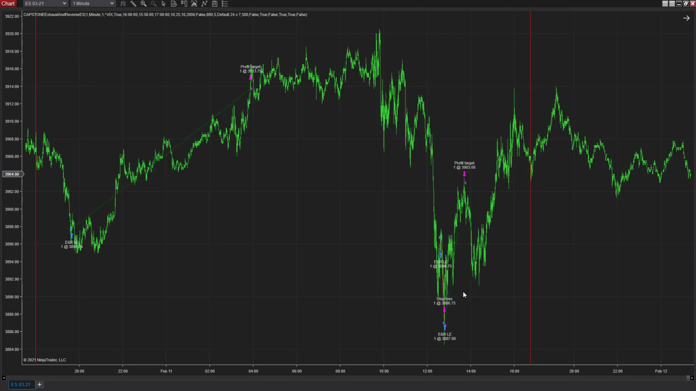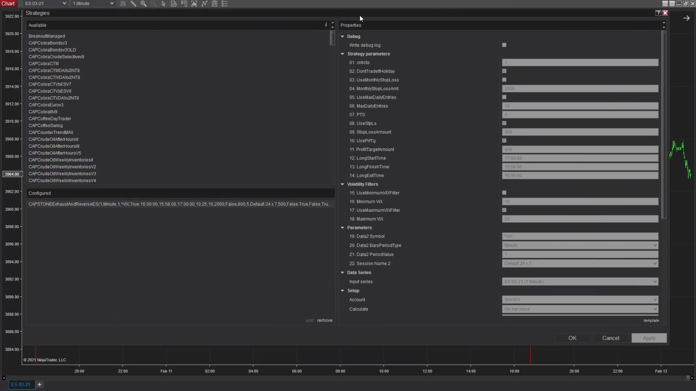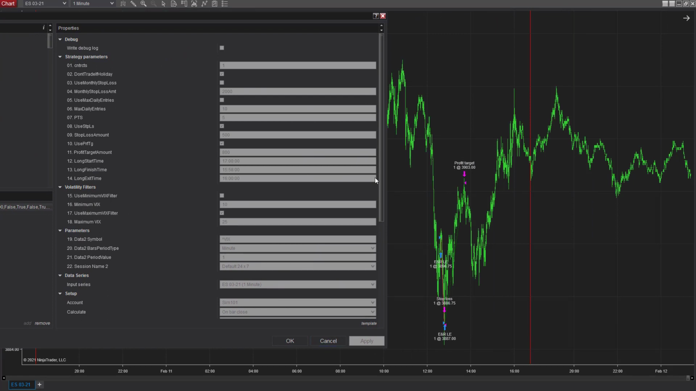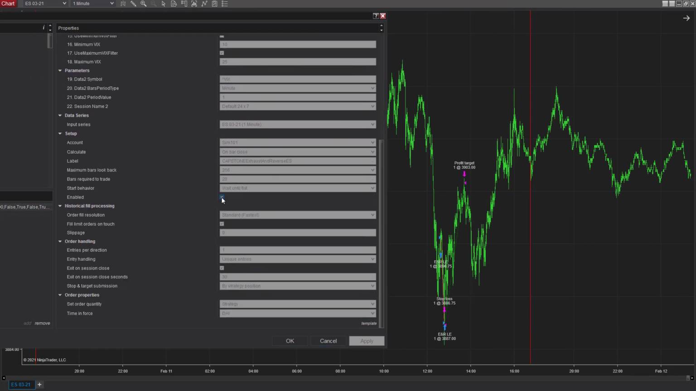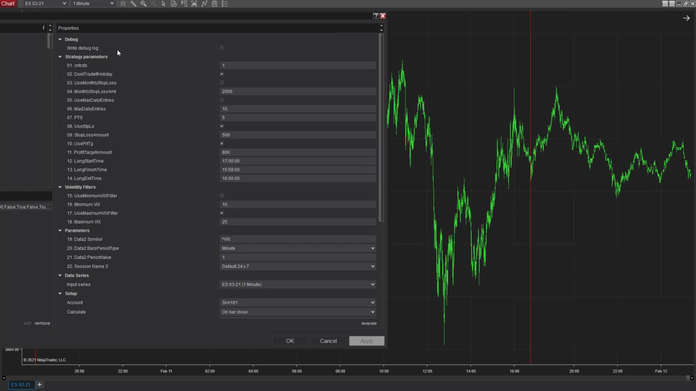Now let's look at the input settings. Right click, strategies. And so here is the NinjaScript. It's Capstone Exhaust and Reverse ES. Now I'm going to move it over here so you can see the input parameters. I'm going to disable this so it's easier to read. So uncheck that, apply. For the data settings, you don't need to go back as far as I did. For automation, you can go back just a couple of months.